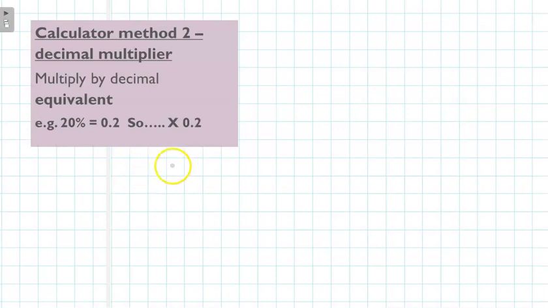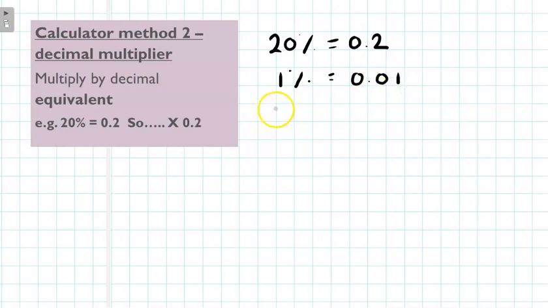Another method that you can use is the decimal multiplier. This method relies on you understanding your conversions between percentages and decimals. So we would need to understand that 20% is the same as 0.2. We'd need to understand that 1% is the same as 0.01, that 70% is the same as 0.7. You need to have a strong concept of this to be able to do this method. So if you're not 100% certain on that, calculator method 1 is the most appropriate method to use.